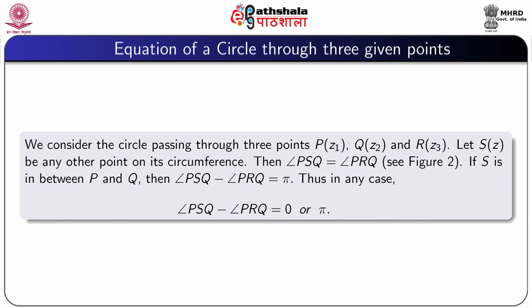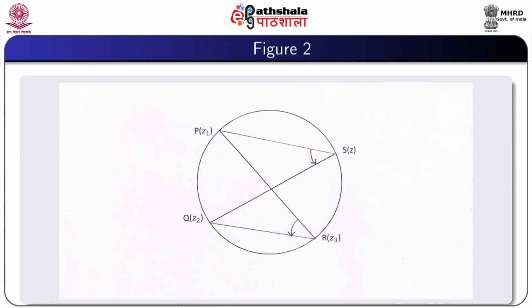If S is in between P and Q, then from that figure we can say that angle PSQ minus angle PRQ is equal to pi. Thus, in any case, we have angle PSQ minus angle PRQ is either 0 or pi. So, this is our figure. Here angle PSQ and angle PRQ are the same because they are the angles on the same segment.